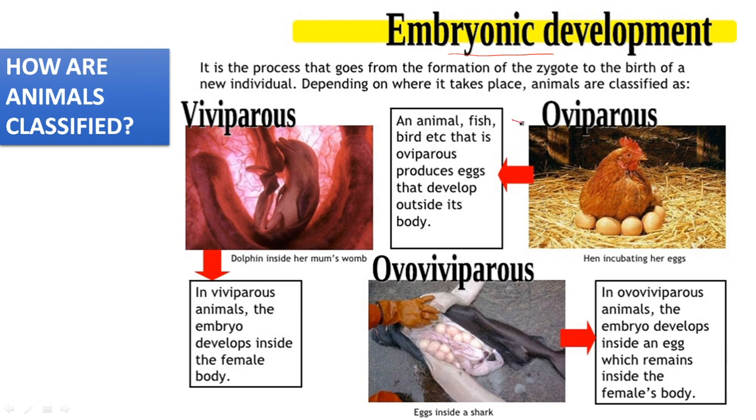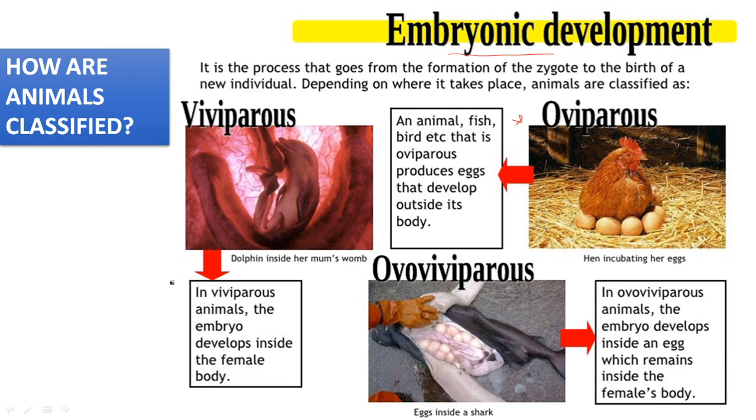We have the oviparous. These animals produce eggs that develop outside of their body, like the hen that is incubating her eggs, right? Birds, fishes, some reptiles are oviparous.